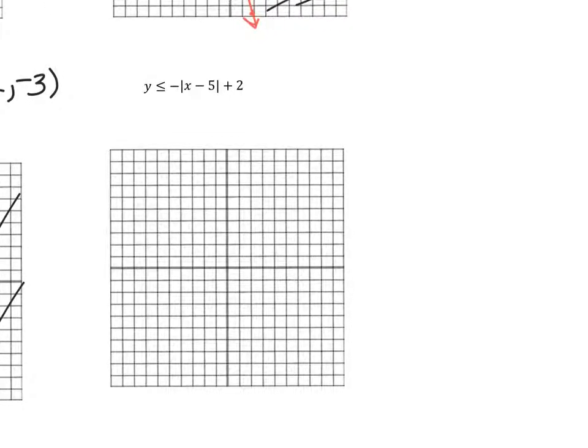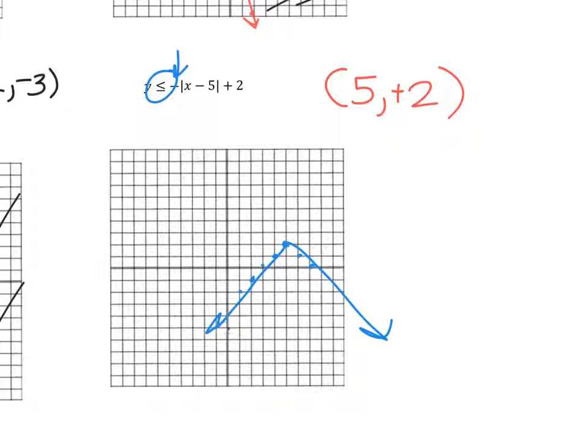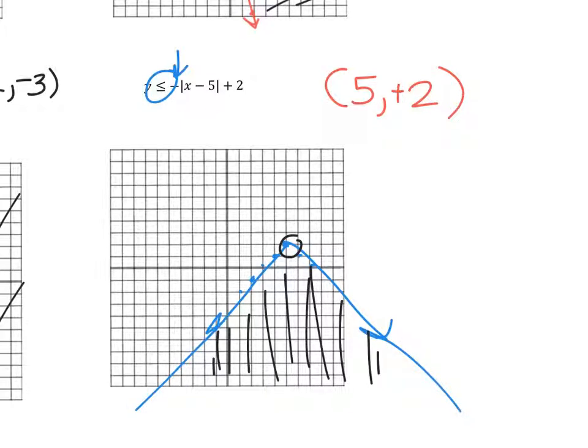Okay, example 2, I'm going to find the vertex first. The vertex is at 5, 2. So I'm going to go over 5, up 2. And my slope in front, again, is a negative, so I go down 1, right 1, down 1, left 1, down 1, right 1. This is going to be a solid boundary line. It's solid because it's less than or equal to. And it's less than, so I'm going to shade underneath the vertex, which is right here. This went infinitely both ways, so shade underneath.